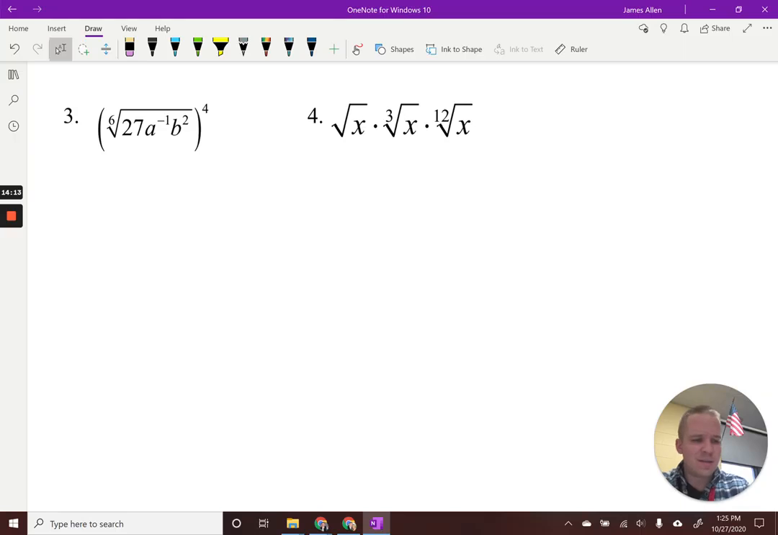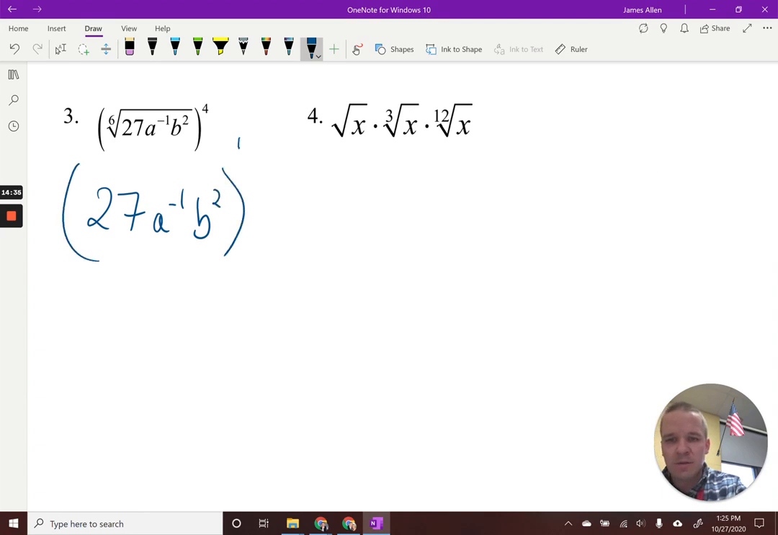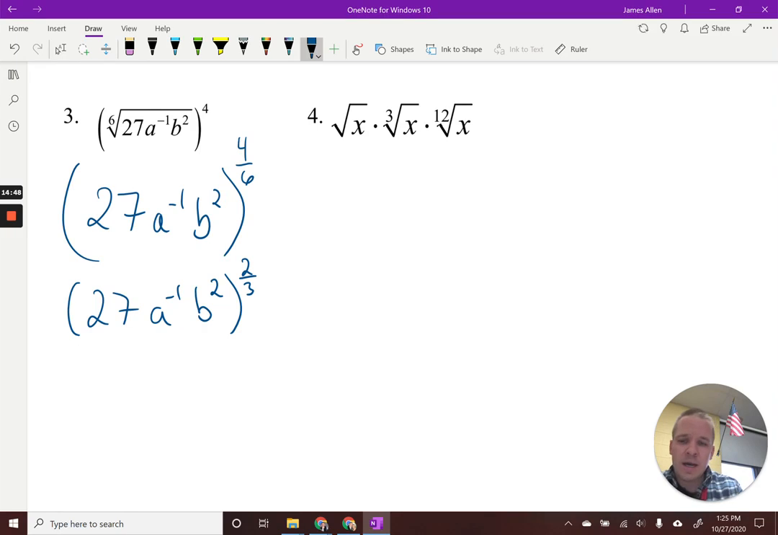All right. My goodness. We got some radicals all over the place. I bet these are going to be a couple radical problems right here. So what I'm thinking here first is I'm going to rewrite this with a fraction for my exponent. I'm going to take it out of radical form. So what I'm going to have here is 27a to the negative first b squared, and that will be raised to the 4/6, which could be simplified to 2/3 if I'm not mistaken. Wonderful.